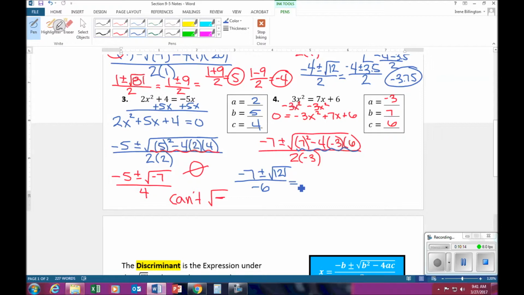Then we square root the 121. So I have negative 7 plus or minus 11 divided by negative 6, which gives me my two equations. I have negative 7 plus 11 divided by negative 6, and I have negative 7 minus 11 divided by negative 6, which will find me my two solutions. Negative 7 plus 11 is 4 divided by negative 6 is negative 0.7, and negative 7 minus 11 is negative 18 divided by negative 6 is 3. So those are my two solutions.